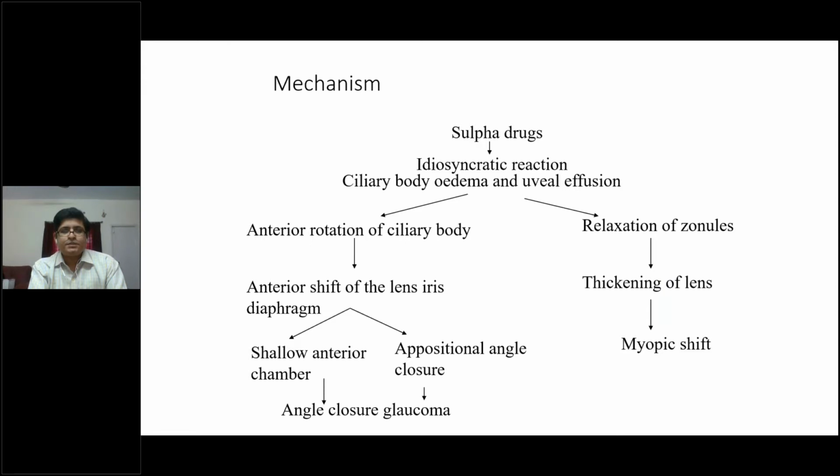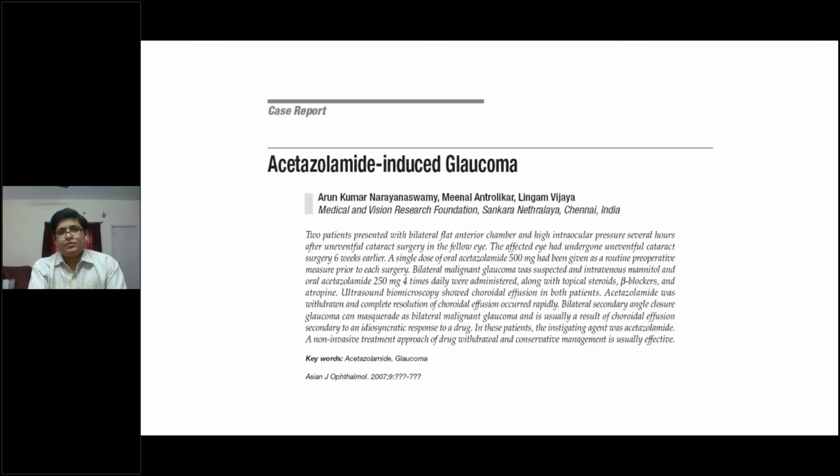Sulfa drugs such as acetazolamide and other such drugs can cause an idiosyncratic reaction and a uveal effusion, similar to the malignant glaucoma type, with anterior rotation of the ciliary body. And of course, it relaxes the zonules, also causing a myopic shift. This was published, and Arun was the person who had done this.